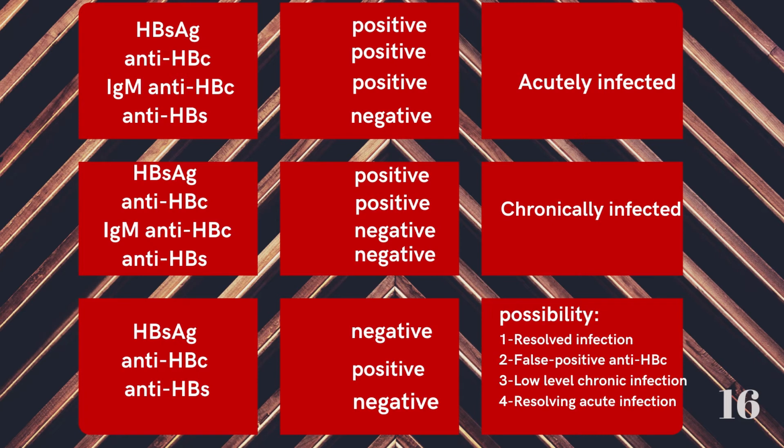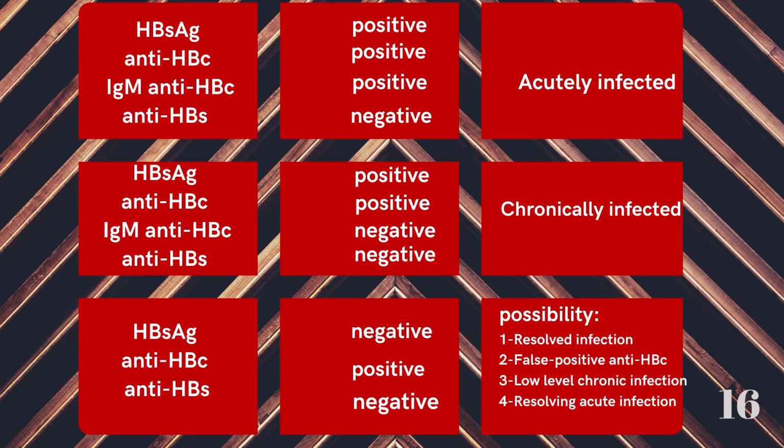Acutely infected. The second one here in this table: hepatitis B surface antigen positive, anti-core is positive, IgM is negative, and anti-hepatitis B surface is negative. That means chronic infection.